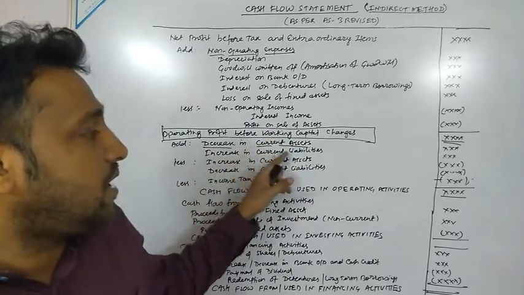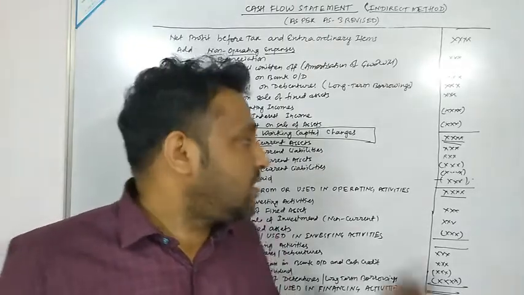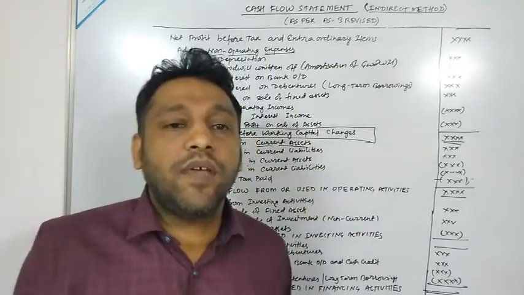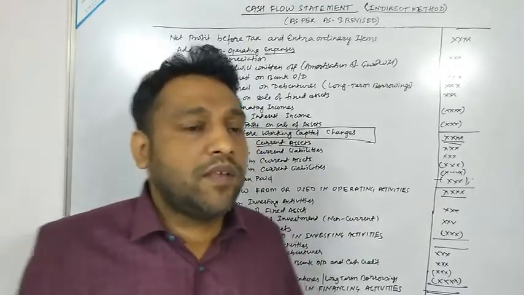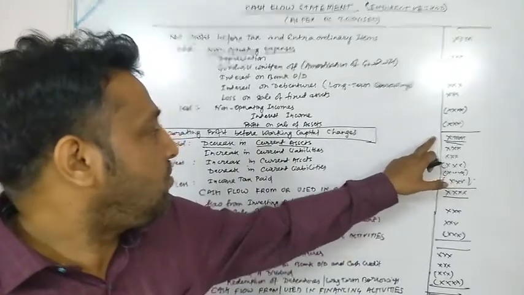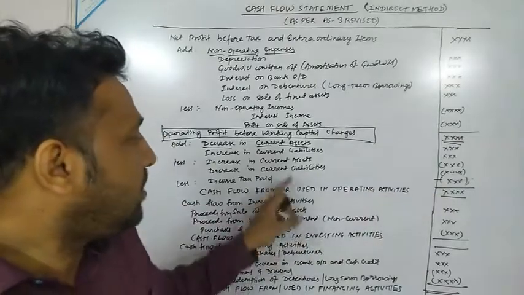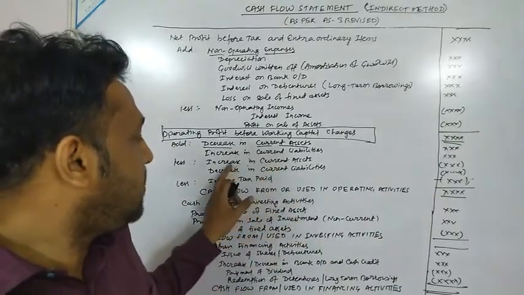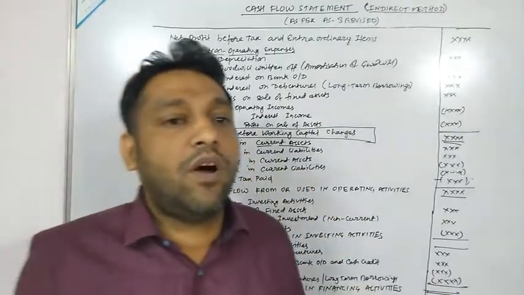Now, increase in current liabilities. If there is an increase in current liabilities, that means we have to compare the previous year with the current year. If there is an increase in current liabilities, that will be added back to the operating profit before working capital changes. Now, an increase in current assets results in an outflow of cash.